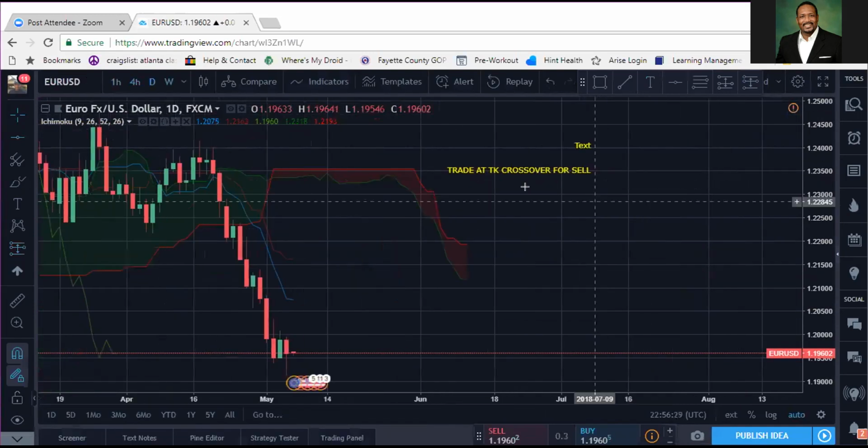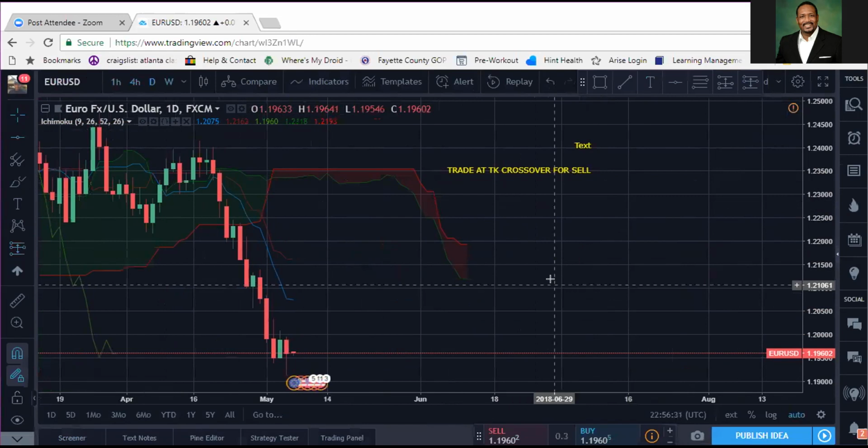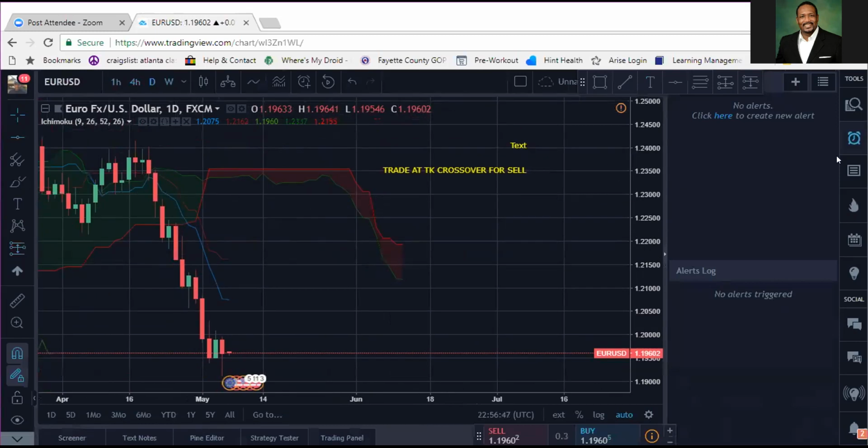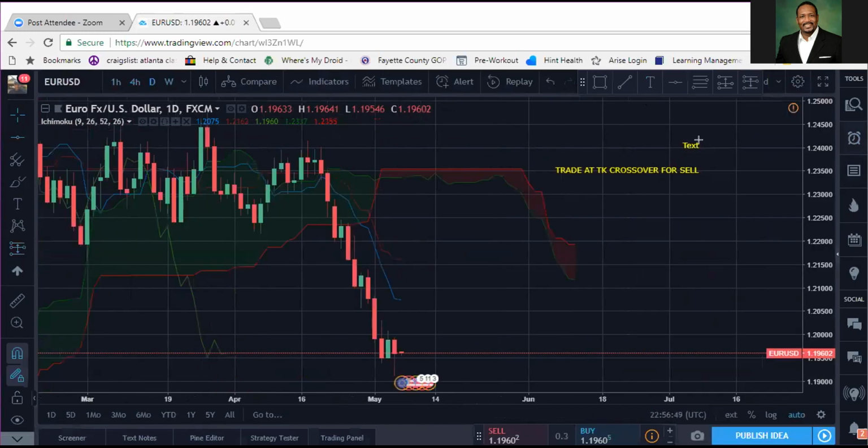You see, my text is still here. I could always leave notes to myself. You can also set alerts over here to the side. I hit the little clock, and I can set an alert for when it gets to, maybe, my first take profit. I want to get alerted to see if maybe I want to continue in the trade, or maybe I might want to get out or look at another trade.